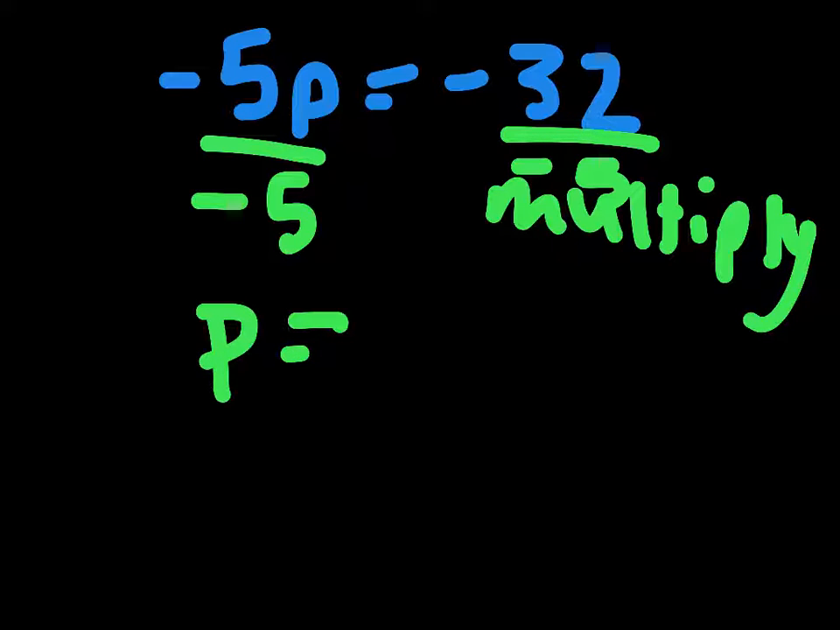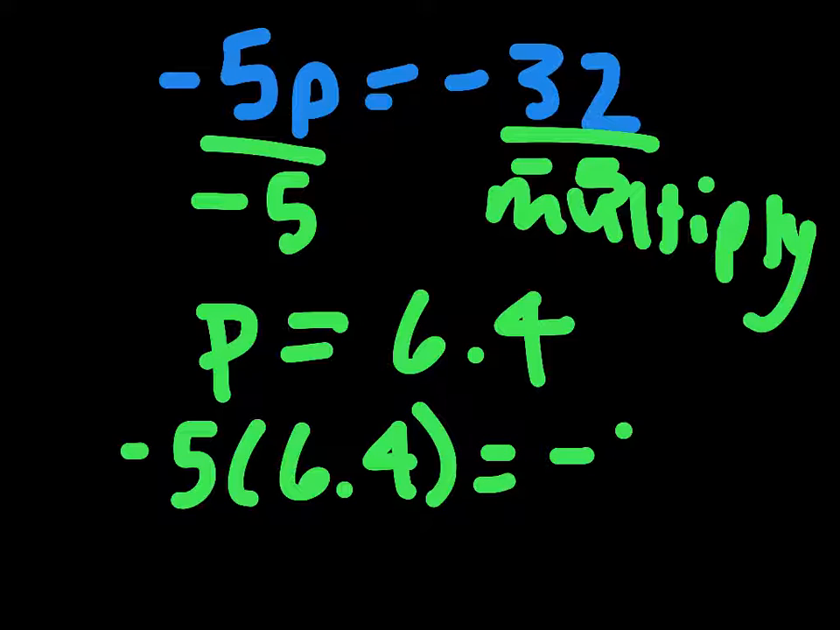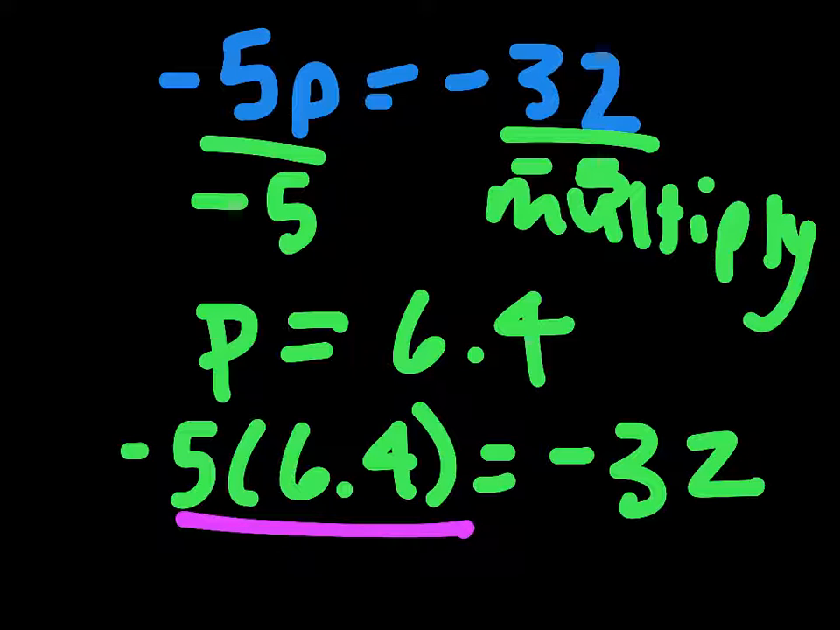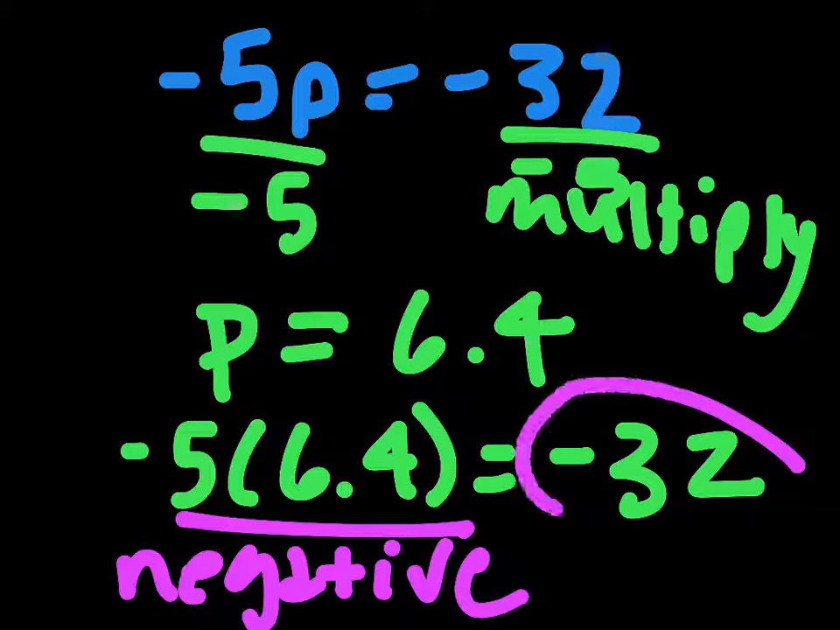And now, since we had two negatives, we're going to get a positive 6.4. Okay, so now put it back. Negative 5 times 6.4 equals negative 32. Is that right? Because right here, they're different symbols, so they're going to get a negative answer. Okay, and did we get our negative answer? Yeah. So then this checks out.